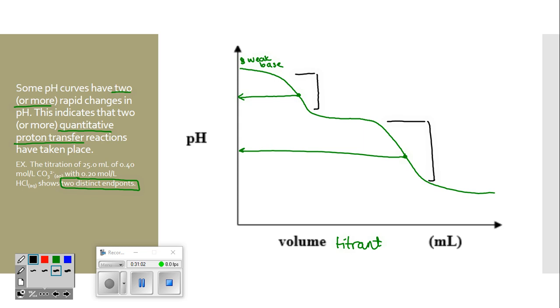Now, if I consider what happened, because that's what we're going to focus on here, I started out with my weak base, carbonate. The sharp change in the pH curve means a proton transfer happened. Bases are proton acceptors. So that means in this first portion, carbonate ions became bicarbonate ions. So because a proton transfer happened, the acid that I was adding as my titrant donated a proton to my base.